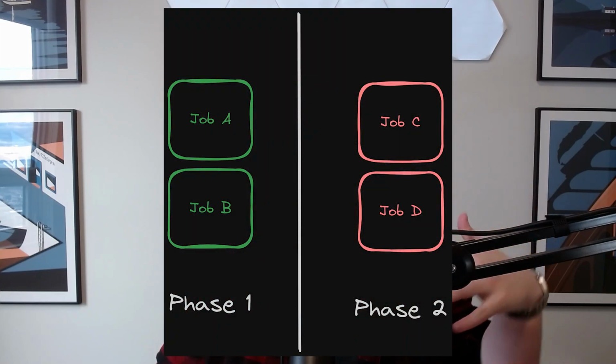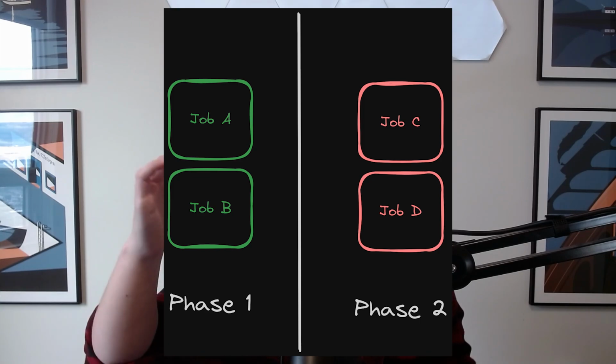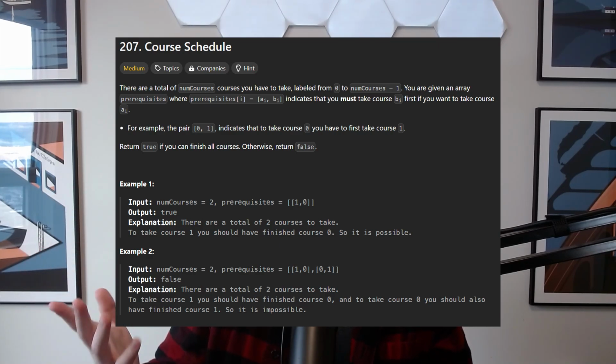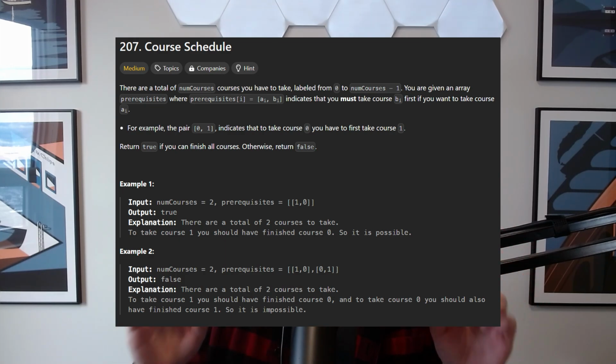So picture that you have job A and B that need to be complete before you can start any of the work on job C and D. Let's say that you need some of the output data from job A and B to do job C and D. This feels really similar to a LeetCode graph problem. Here's the one that came to the top of my mind when writing this script about something that feels very similar to the problem that I just described to you. There's only one problem. It's not nearly this difficult.